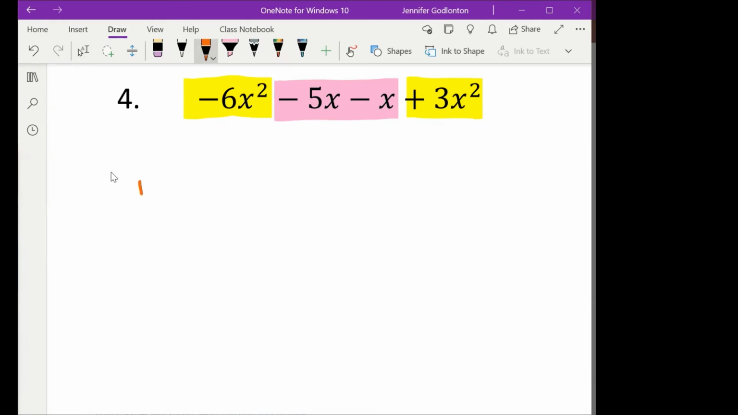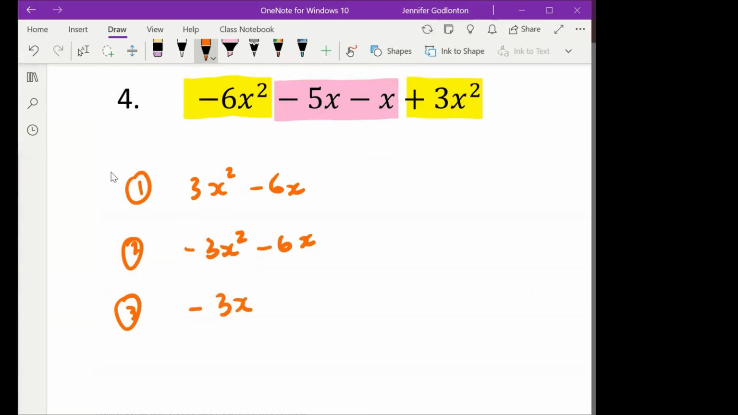Okay, so answer number 1 that we've gotten is 3x squared minus 6x. Then we've also gotten the answer negative 3x minus 6x. We've gotten the answer negative 3x squared minus 4x. And I think there's another one. Yeah, negative 3x squared plus minus 6x. Okay, so let's talk about these different answers that came through in the chat.